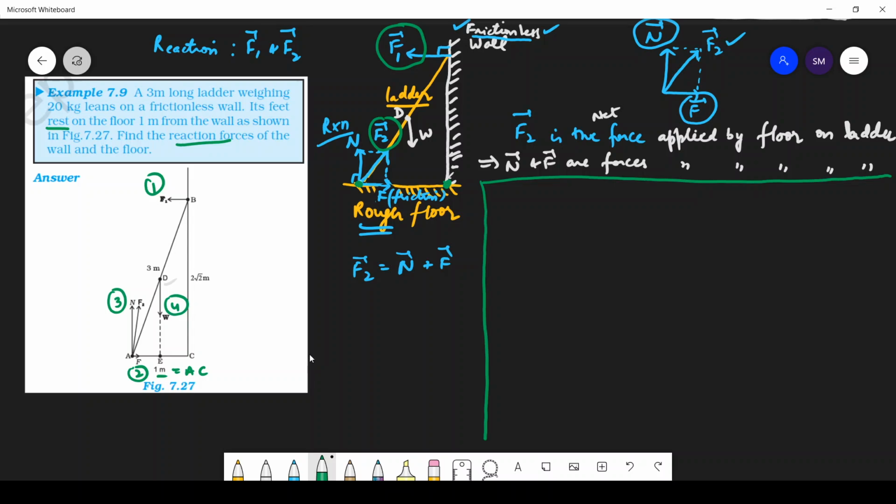Excuse me, sir. Sir, how do you get to know that this is in equilibrium? It is given here: the ladder's feet are at rest, the word rest is used over here on the floor. So this ladder is at rest on the floor. When something is at rest, its state is not changing.